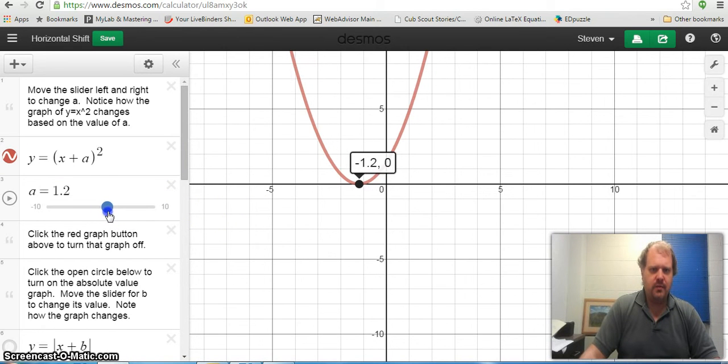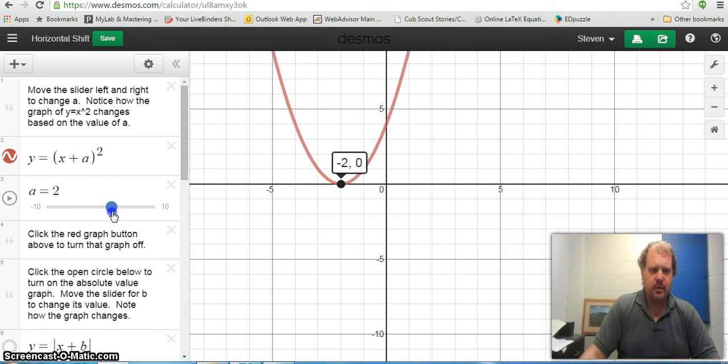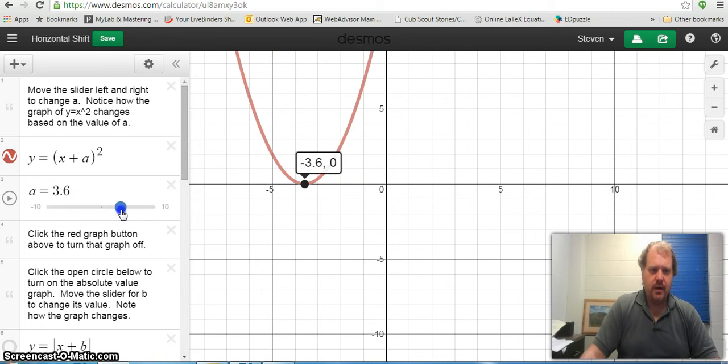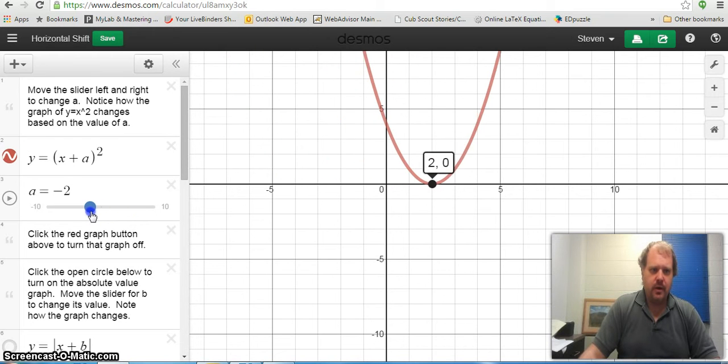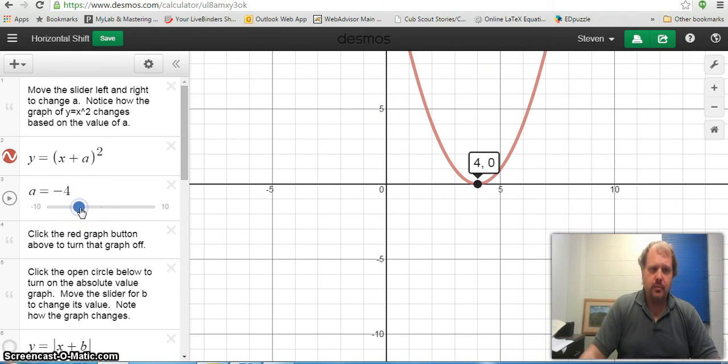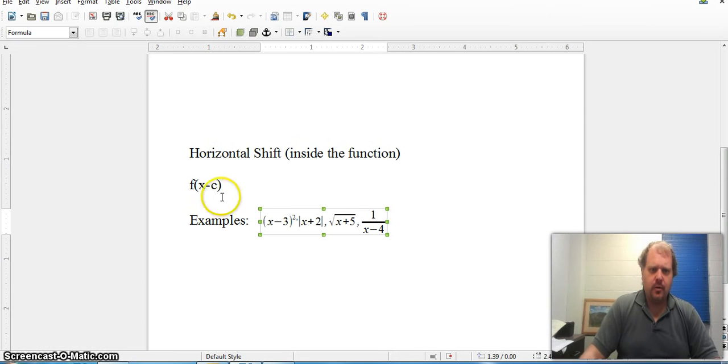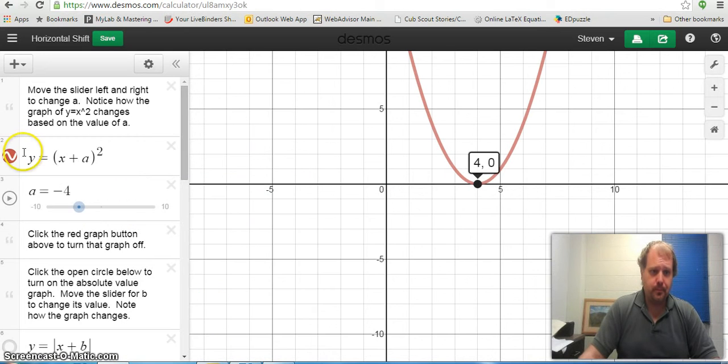And that's the same for any value here. If I make it bigger, x plus 2 actually makes it go 2 units to the left. X plus 4 makes it go 4 units to the left. Notice now when a is negative, though, which would really mean x minus 2, it actually goes 2 units to the right. And the same thing with minus 4. So that's why back here I write it as minus c. If it's minus c, it'll actually go c units to the right. If it's plus c, it'll actually go c units to the left.